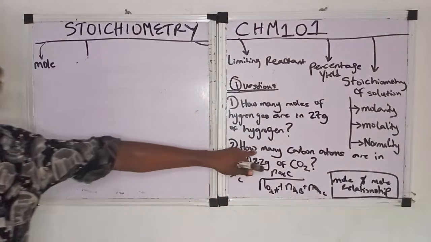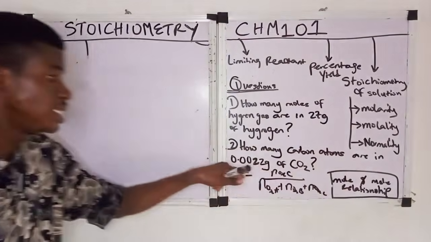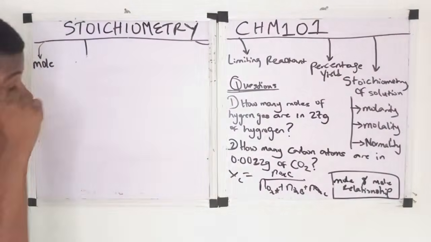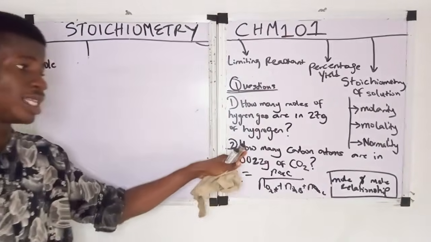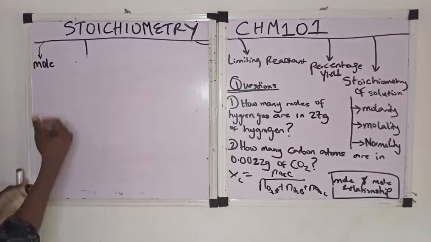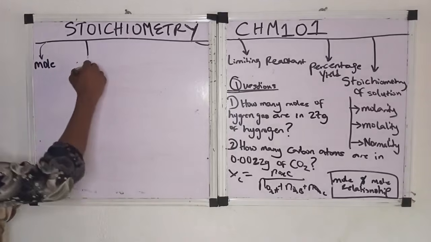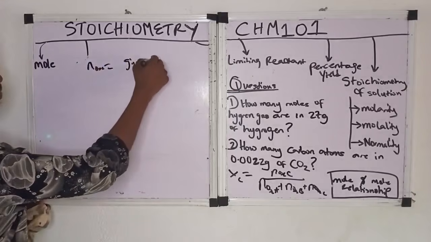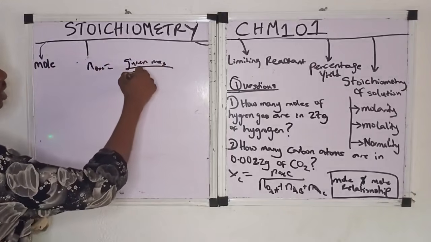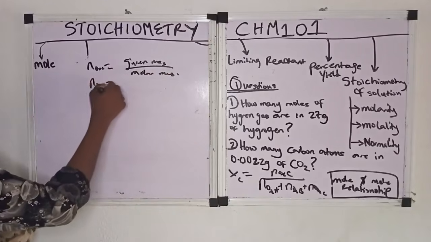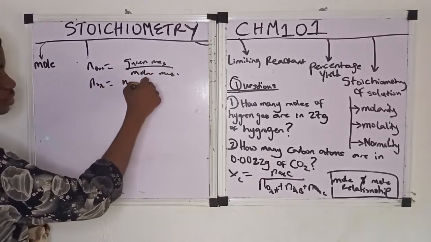Now let's do the next question, which is question 2. They said, how many carbon atoms are in 0.0022 gram of carbon dioxide? If you look at this question, they said how many carbon atoms. Now remember, I gave you three formulas for the number of moles. To calculate the mole, the number of moles equals given mass divided by molar mass. The other one is the number of moles equals the number of particles.